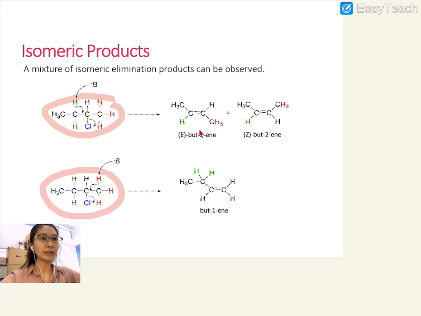So we will get these two isomer products. We can get the E-butene. E means that the priority groups are on different sides, and we can also get Z-butene, in which the priority groups here are on the same side.